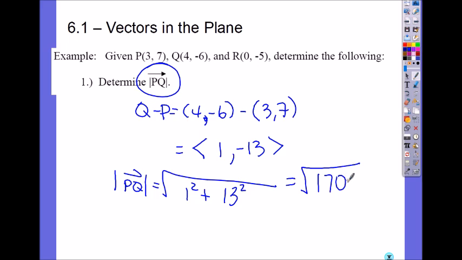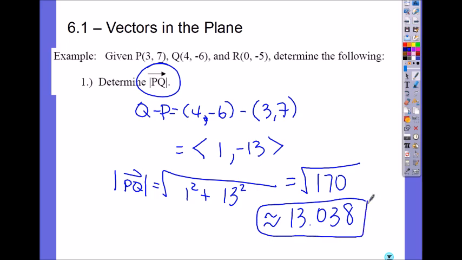Then, let's say this was in the calculator section. Give me the rounded answer with 3 decimal places. Square root of 170, plug it into the calculator. What do you get? 13.038. Yeah, that will be the magnitude of this vector.